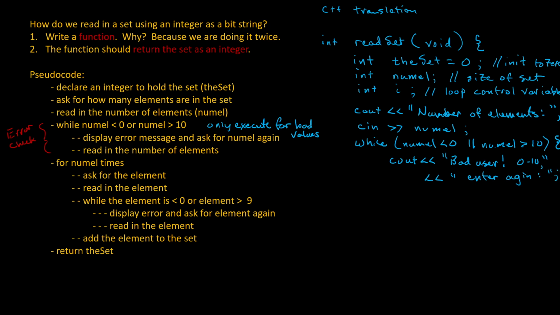So not necessarily the best error message, but I'm running out of room, so I can't write "error. Please enter a value between 0 and 10." That would probably be the most helpful. And then value. So, and then cin number of elements. So this gives me my error check.